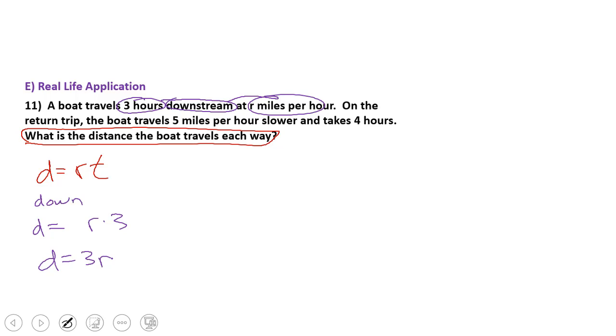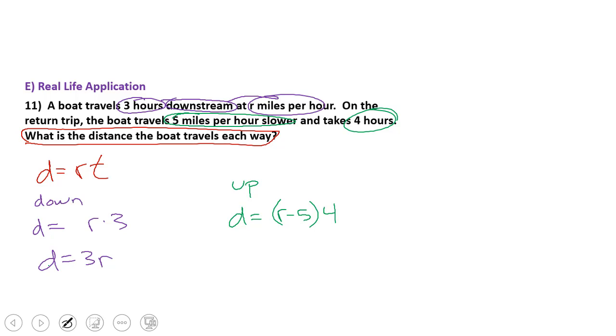Okay. Now I'm going to mark my text for upstream. The return trip obviously is upstream, so over here I'm going to put up. And this time it's traveling 5 miles per hour slower, and it takes 4 hours. So my distance has to equal my rate, which is 5 miles per hour slower, so r minus 5, times the time, 4 hours. Okay. So what do I know about these two distances? Well, they're going to be the same. They're equal. The distance is equal.